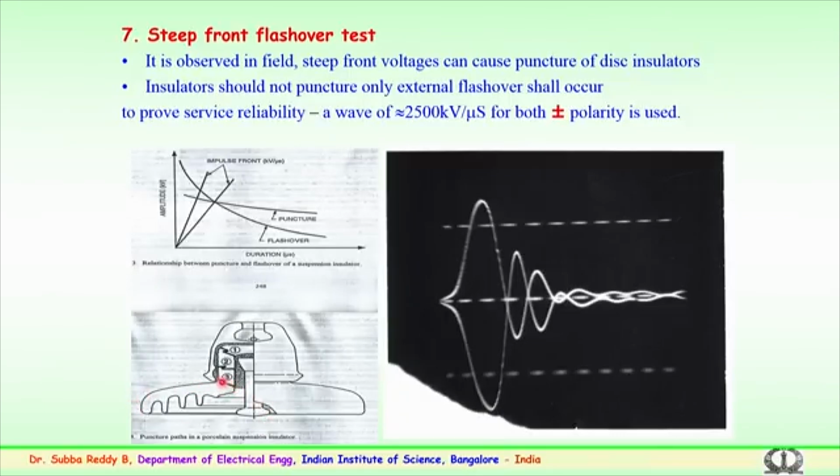Typically puncture happens because of the shell here, a small gap, and you have metal fittings, you have a cement portion here. Most of the time, because of steep fronted waves, the puncture was observed here. So, this should not happen in the laboratory testing. And the typical waveform as per the standard specifies a wave of 2500 kilovolts per microsecond, for both positive polarity and negative polarity. So, both these polarities with 2500 kilovolts per microsecond are applied to the insulator or insulator string, and appropriately the withstand values for these steep fronted waves are observed.